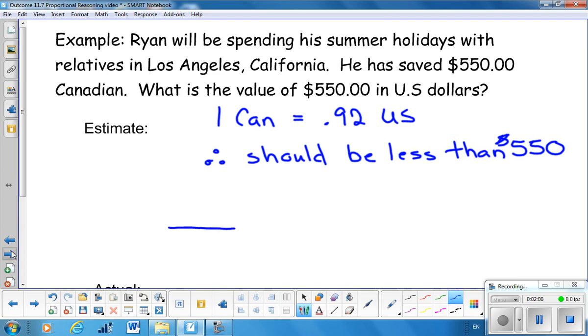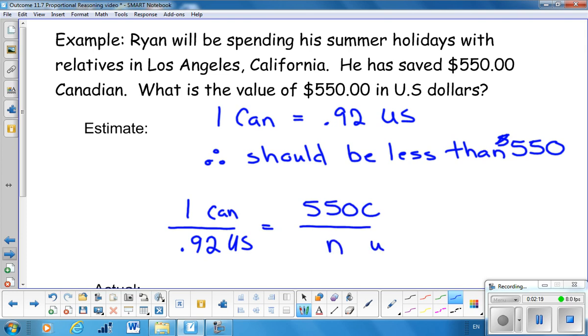With currency exchanges, the first ratio is that exchange rate. I know that 1 Canadian dollar is equal to .92 US dollars. Ryan has $550 Canadian, and we want to know how much this is in US money.